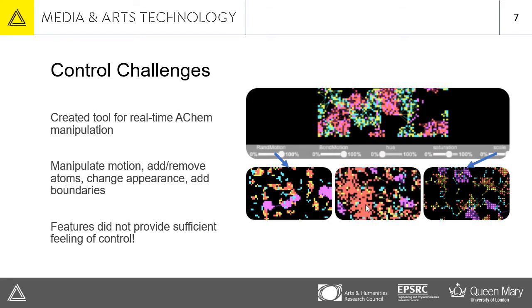So we created a prototype VJing tool so that we could manipulate the artificial chemistry in real time. However, thinking of ways to do this proved to be very challenging. For example, it was very difficult to conceive of ways in which the user could manipulate or create new reaction rules manually. So instead, we opted to allow the user to manipulate the motion of atoms, add or remove them, or change their appearance. However, none of these features really provided us with a sufficient feeling of control over the artificial chemistry.